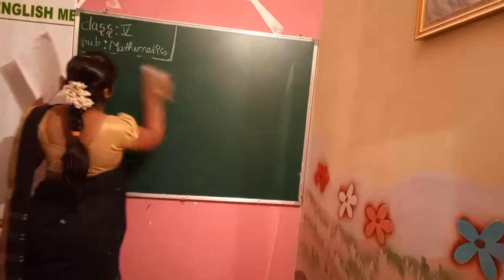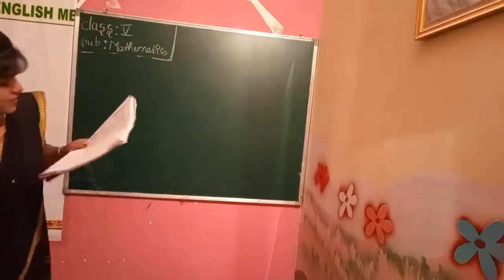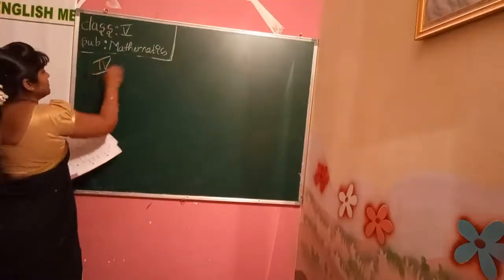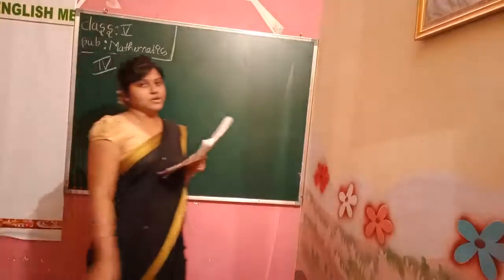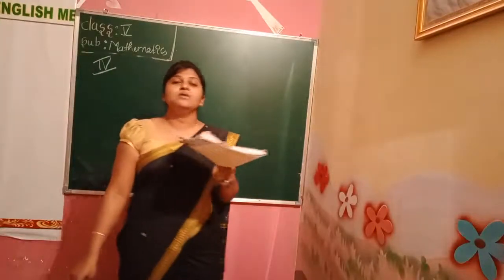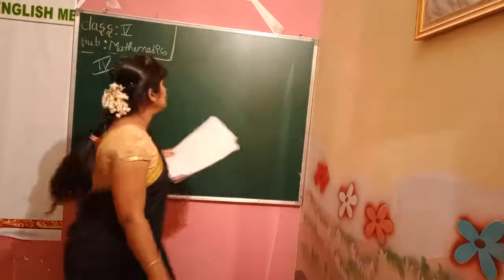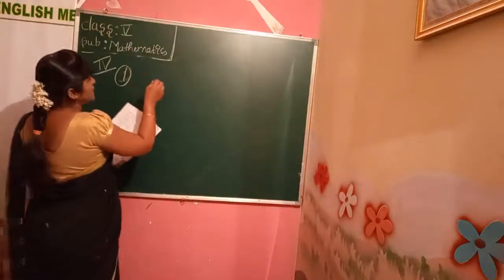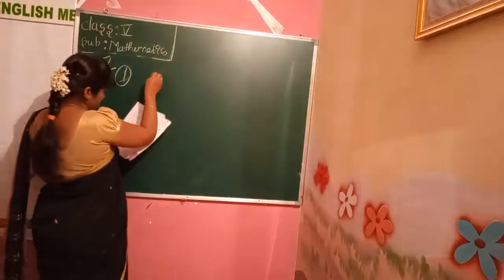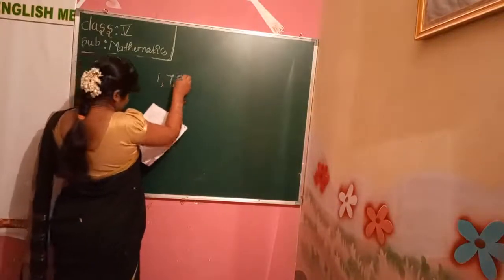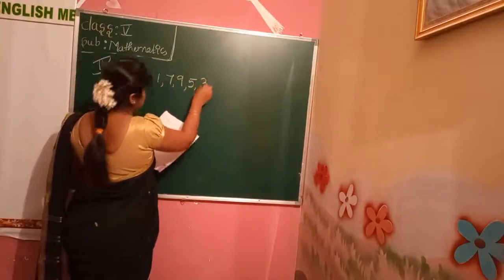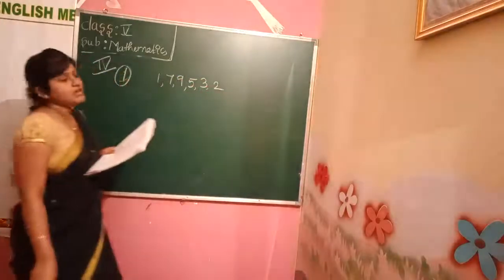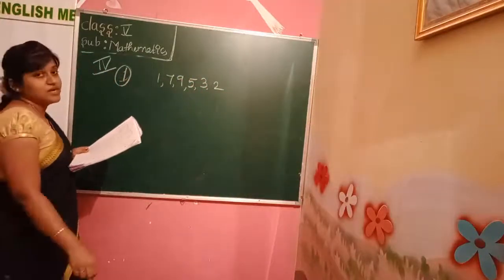Fourth main, same. We did the greatest number. Now we'll do the smallest number. They will give different digits. We have to find out the smallest number. First sum: 1, 7, 9, 5, 3, 2. Okay, they gave it like this. We have to find the smallest number.